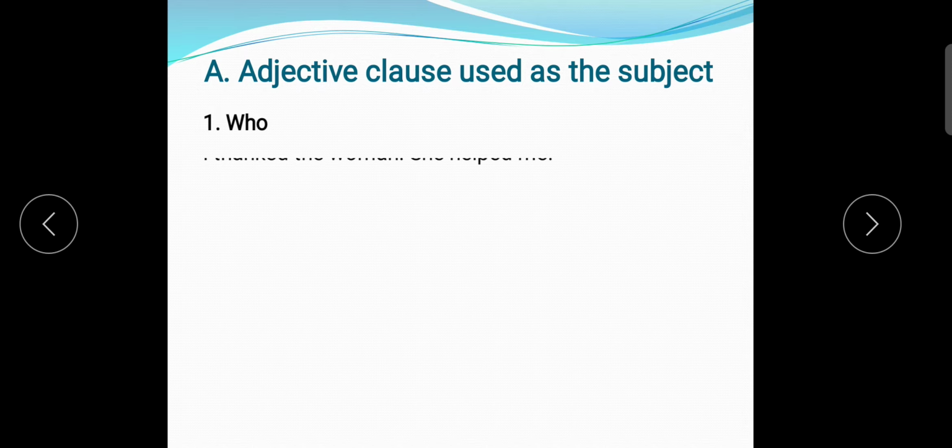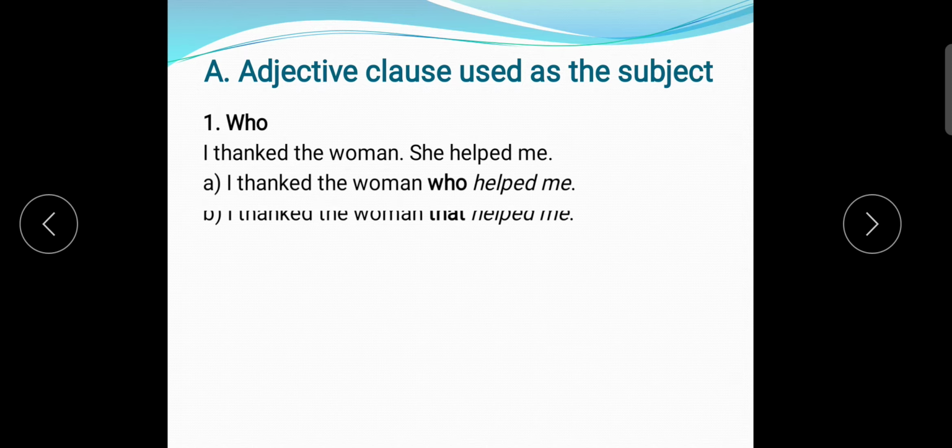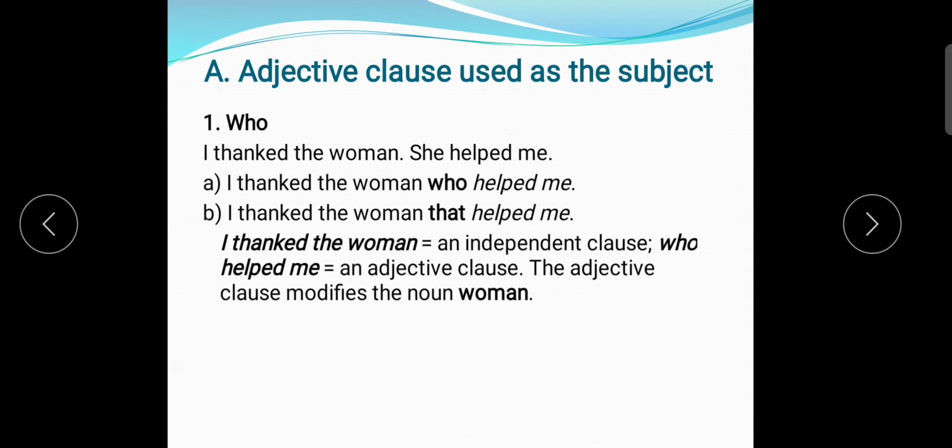A. Adjective clause used as the subject. Number 1, who. I thank the woman. She helped me. There are two sentences in this example. The first sentence is I thank the woman, and the second is she helped me. It can be I thank the woman who helped me, or I thank the woman that helped me.